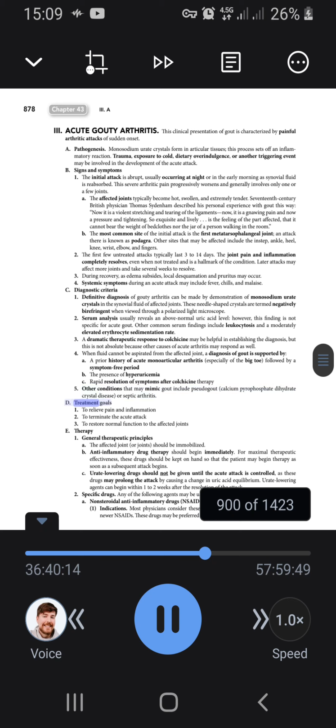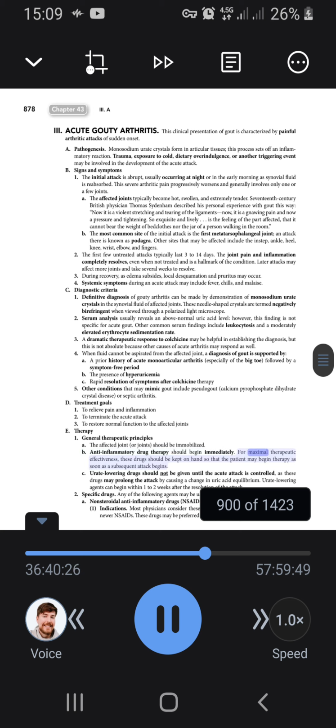D. Treatment goals. 1. To relieve pain and inflammation. 2. To terminate the acute attack. 3. To restore normal function to the affected joint. C. Therapy. 1. General therapeutic principles. A. The affected joint or joints should be immobilized. B. Anti-inflammatory drug therapy should begin immediately.